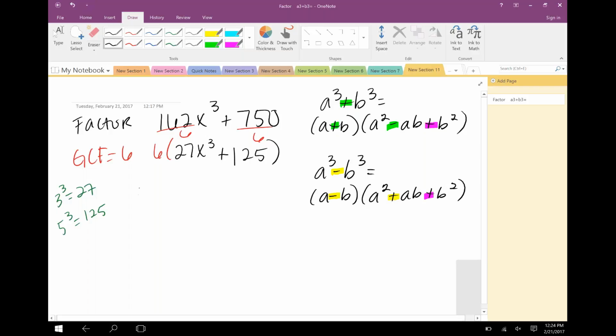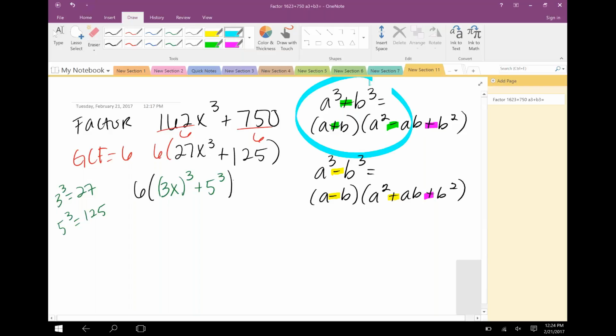So I'm going to just keep that 6 hanging out on the outside. And so for 27, that's 3, and then the x is being cubed as well. So (3x) quantity cubed equals 27x cubed. And then 125 is 5 cubed. So I'm setting it up to where I can use one of my factor patterns here. I'm going to use the first one because it's a cubed plus b cubed. So your a is 3x and your b is 5.